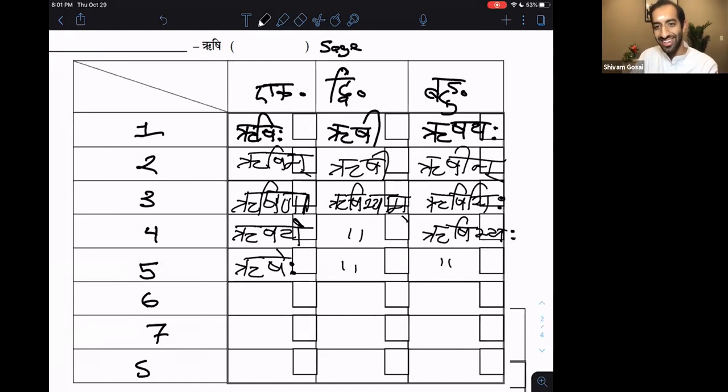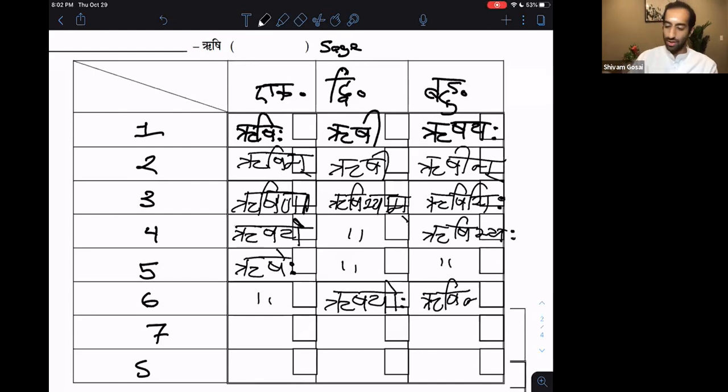Same as the one above it. Rishehe. Now, this is where it becomes a little bit different, like Haryoho, Rishayoho. And then Harinam, Rishinam.